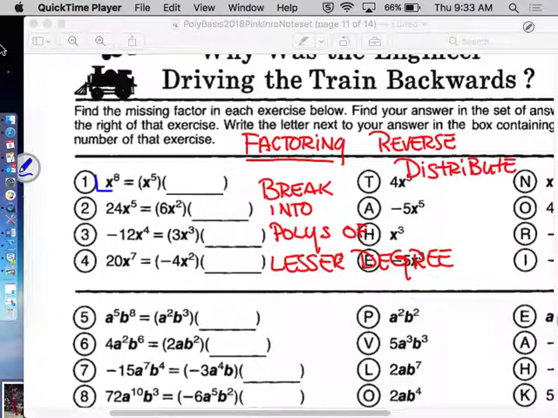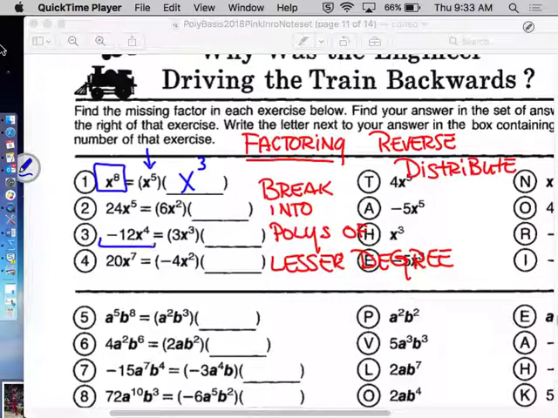Looking at the first, I have x raised to the power of 8. If I factor out or reverse distribute an x raised to the power of 5, I would need to multiply this by x raised to the power of 3 to get the original monomial right back.